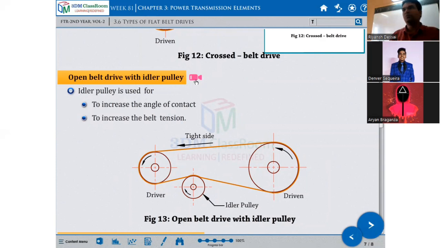Provide one idler pulley. Which side? The driver side. Okay. In the slack side. Slack side, slack side.